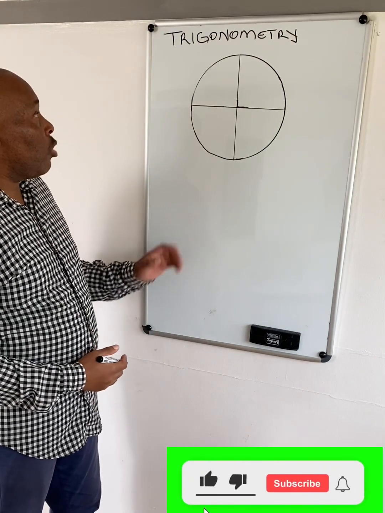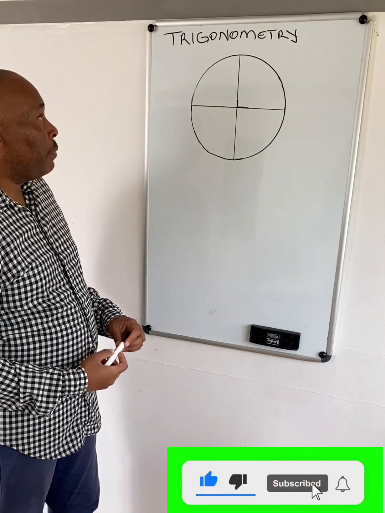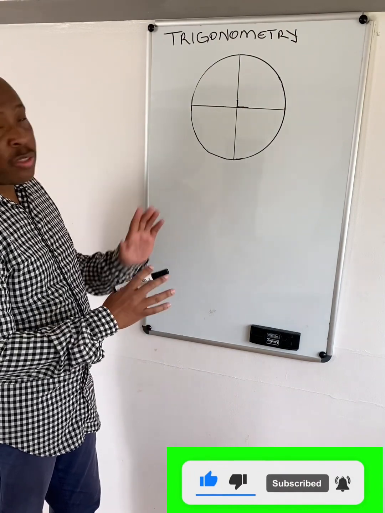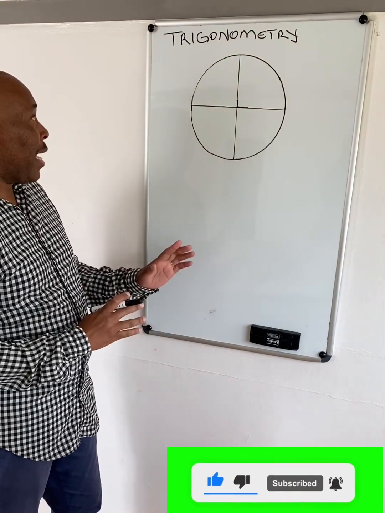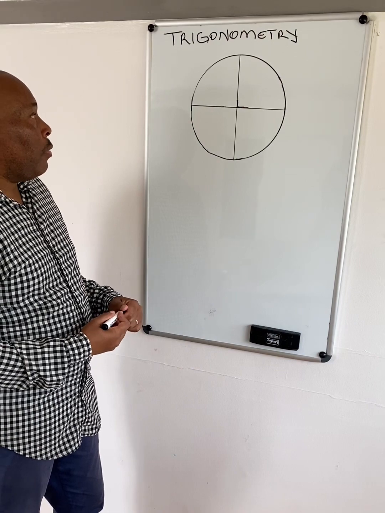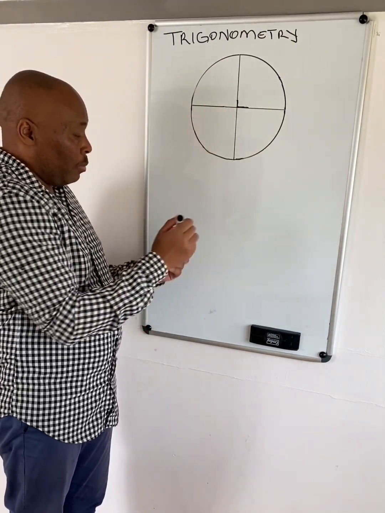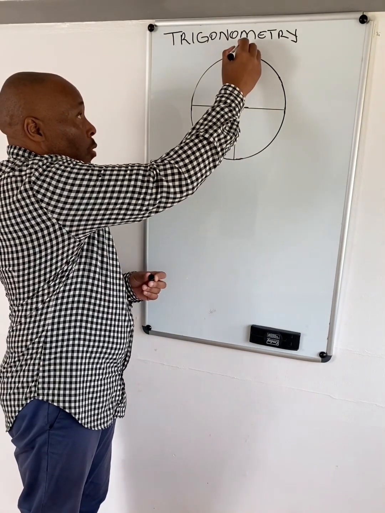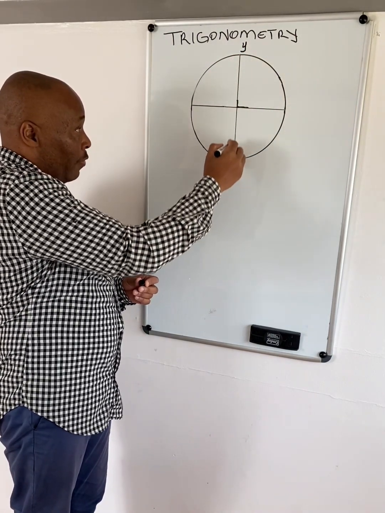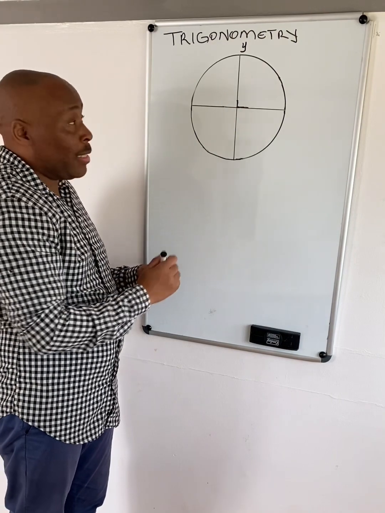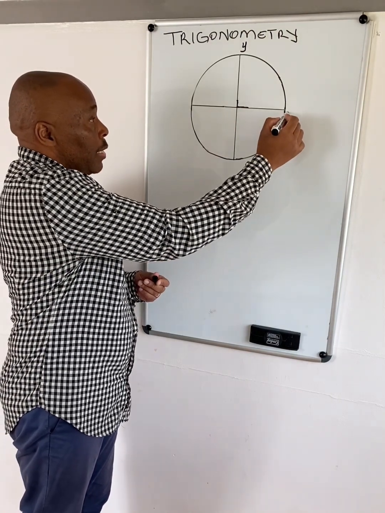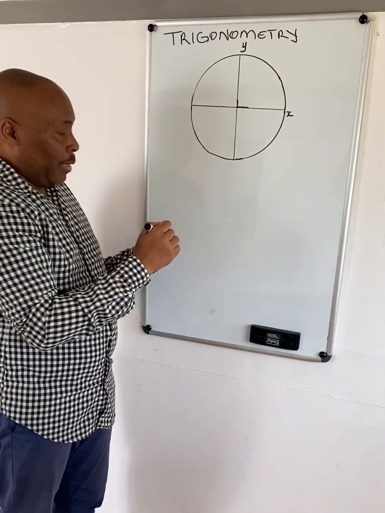We are doing trigonometry, guys. It deals with angles and their sides. We're starting here. This is our circle, and in it we've got a Cartesian plane. The vertical line represents the y-axis, the horizontal line represents the x-axis, right?